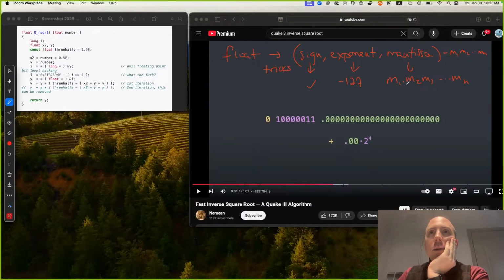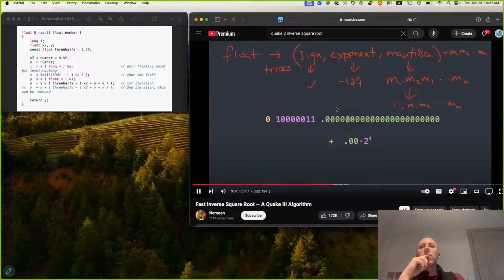But then with binary specifically, there's a further trick where you just treat it as 1 dot M1, M2, Mn. That's the whole thing. It's pretty cool. And we added an extra 1 to get numbers between 1 and 2.